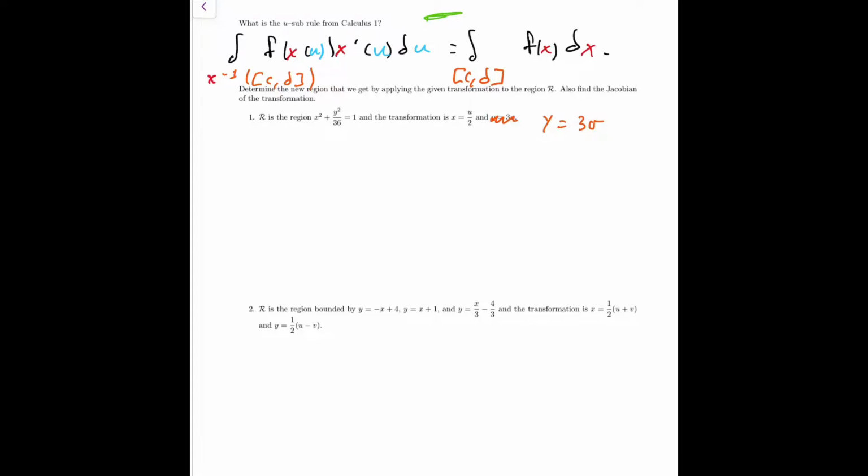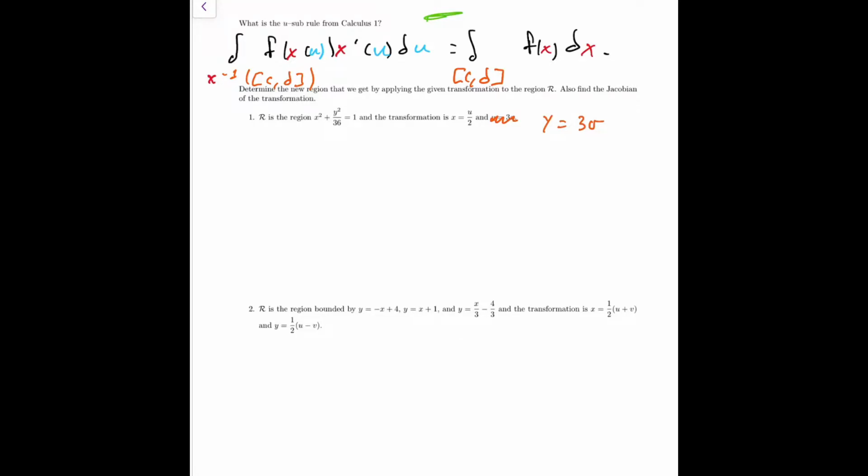So again, we have this region, or this curve, x squared plus y squared over 36 is equal to 1. This is an ellipse in the xy plane. And we have this transformation, x is equal to u over 2, and y is equal to 3v. We want to know what curve or what region in the uv plane is transformed into this ellipse in the xy plane. So this is what we might call an inverse problem. We know the output, we know the function, now we want to find the input.